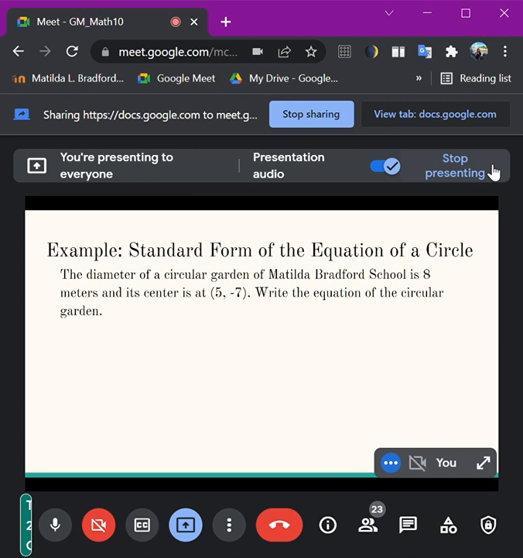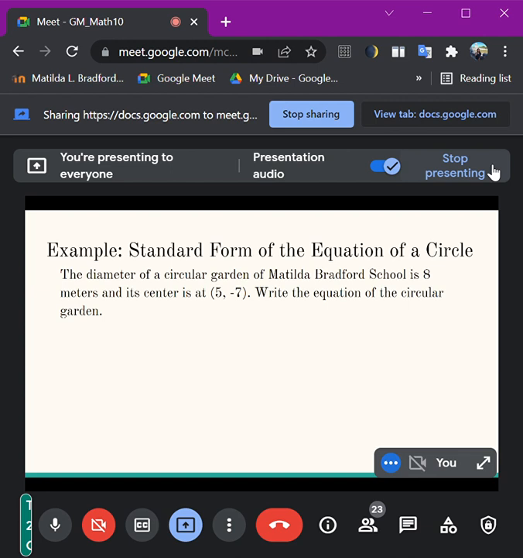The diameter of a circular garden of Matilda Bradford School is 8 meters and its center is at 5, negative 7. Write the equation of the circular garden. Okay. Thank you. So you have there the diameter of a circular garden of Matilda Bradford School is 8 meters and its center is at 5, negative 7. So we are going to write the equation of the circle.